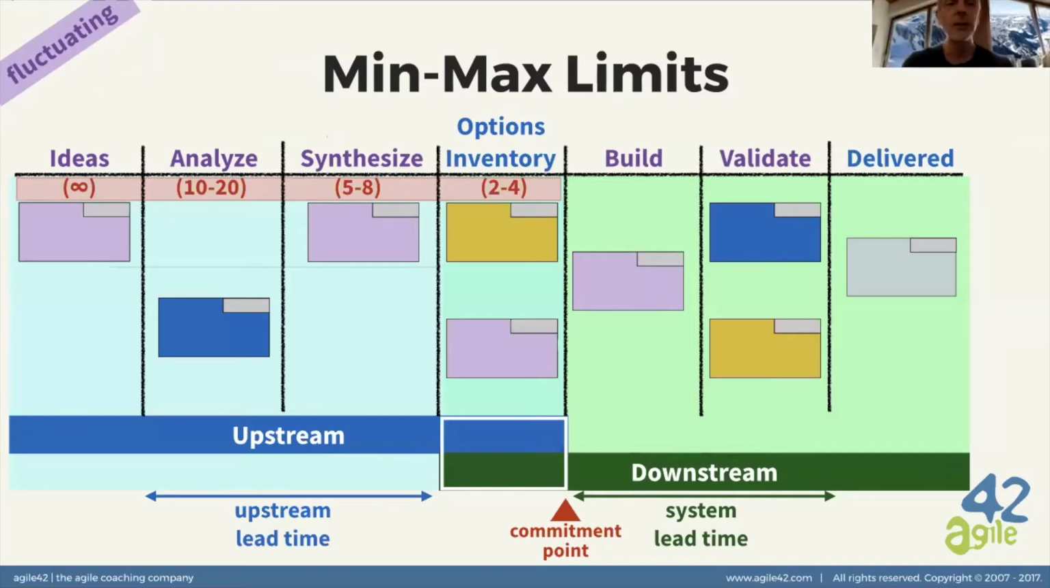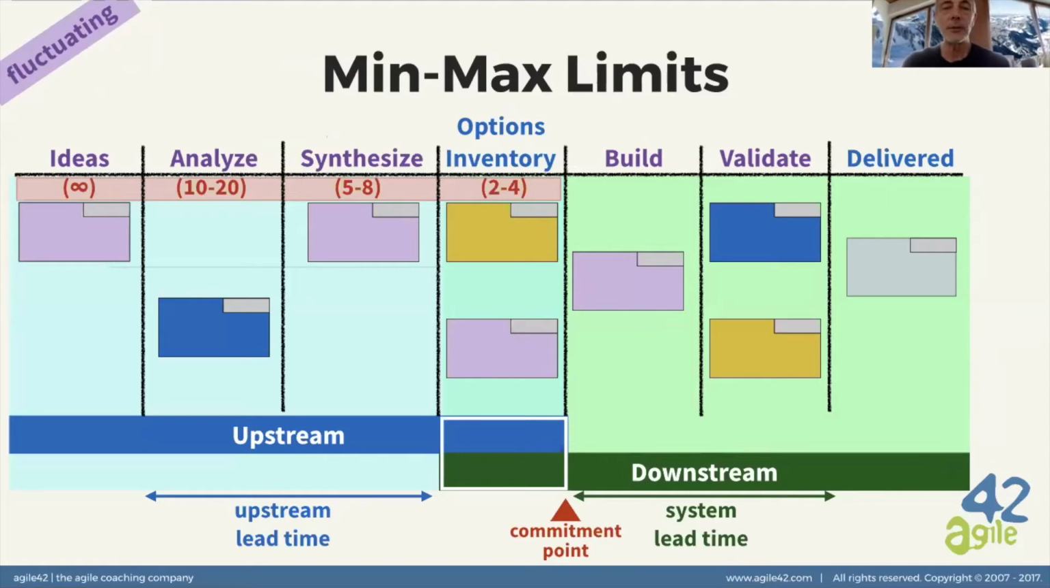Here, the concept of min and max limits. This is especially useful in addressing fluctuating demand. Demand can be exceeding capability. Sometimes demand can be low, not enough. And so we want to avoid starving, for instance.